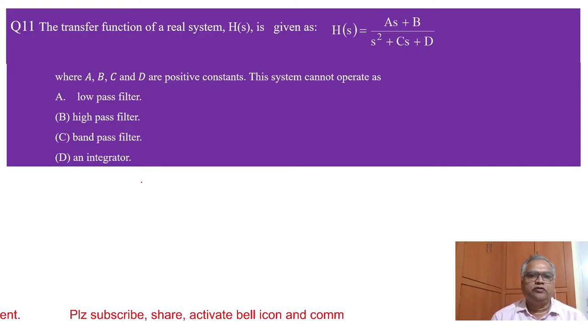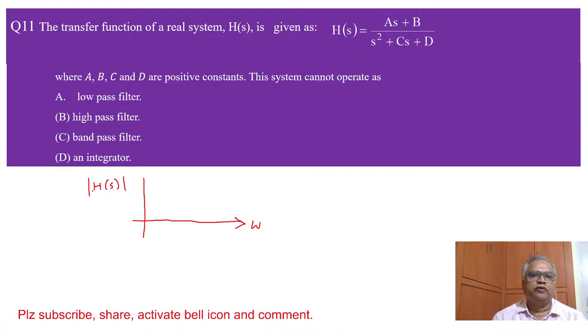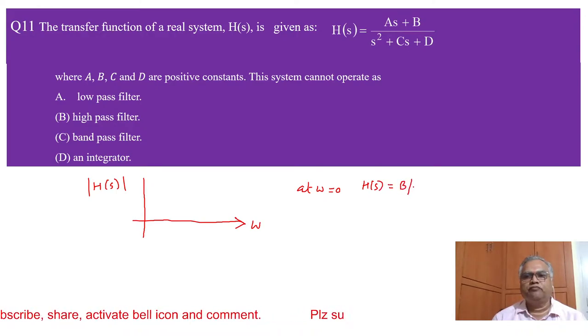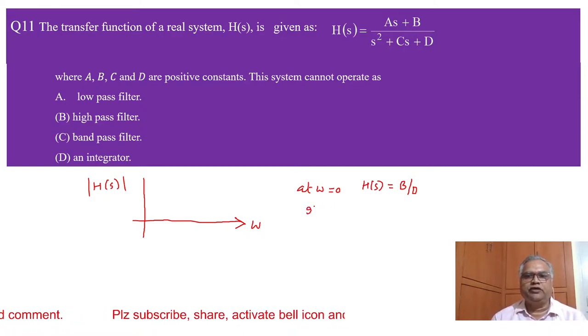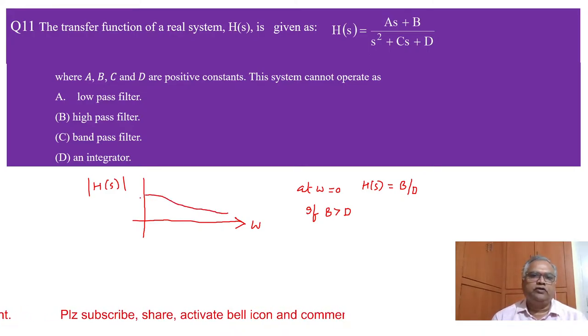transfer function. So, if you draw the transfer function, frequency versus H(s). At zero frequency, what is H(s)? At omega equal to zero, the H(s) value is B/D. So if B is greater than D, it works like a low pass filter.